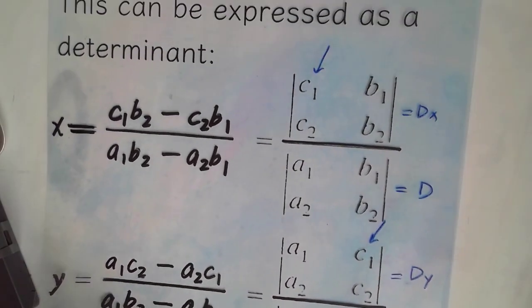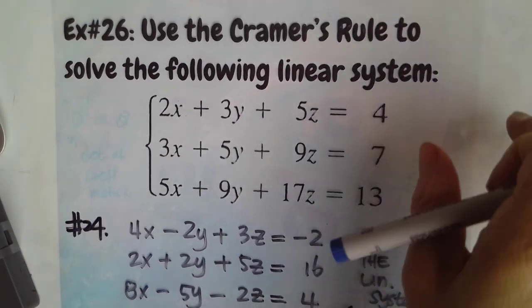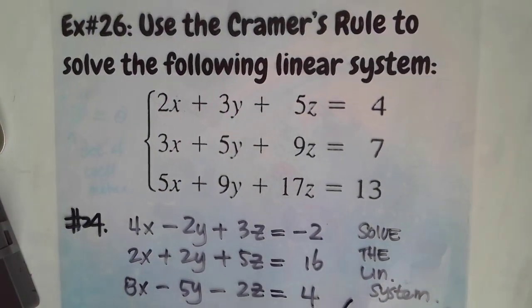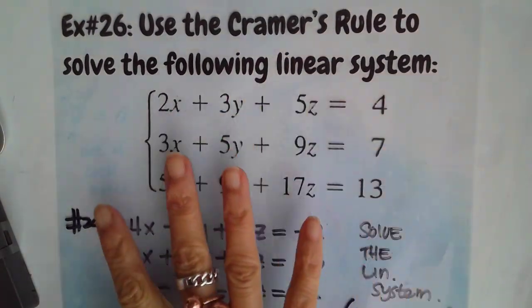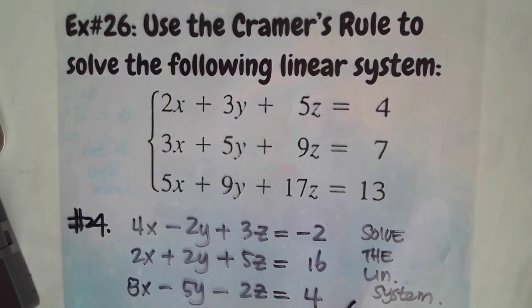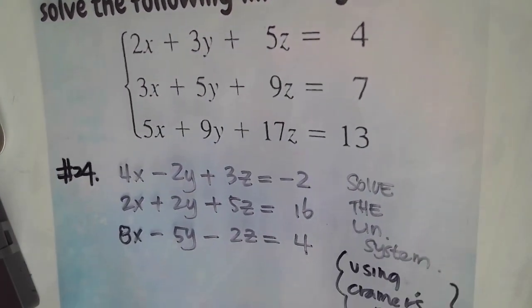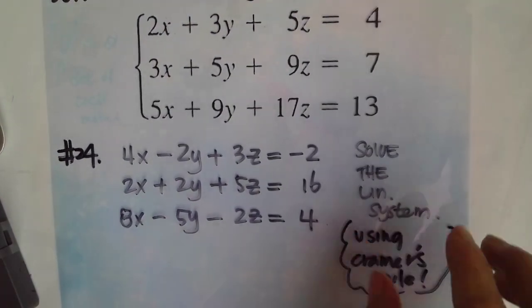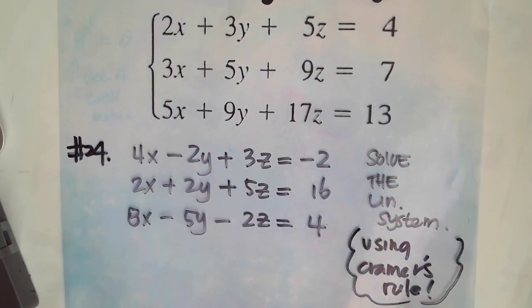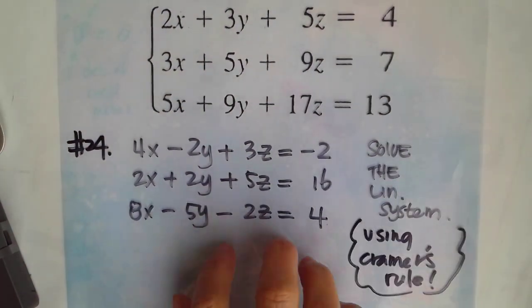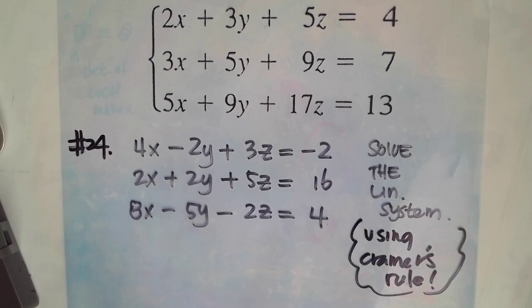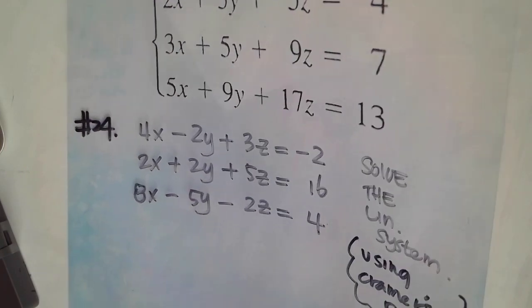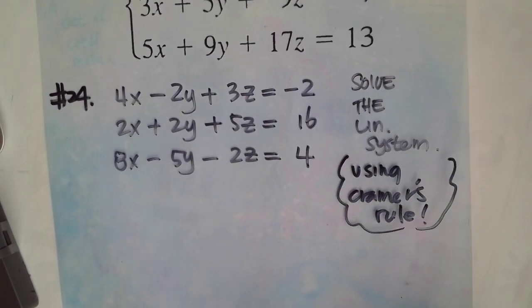So now we're going to try it with a 3x3, okay? A 3x3 matrix or an equation with 3 unknowns. So I have the following problem. Use Cramer's rule to solve the following linear system. So I have this linear system here, and I'm going to show you with another example how to use Cramer's rule to solve this guy here, okay? So let's go ahead and do that. Number 24 from your textbook, 8.5.